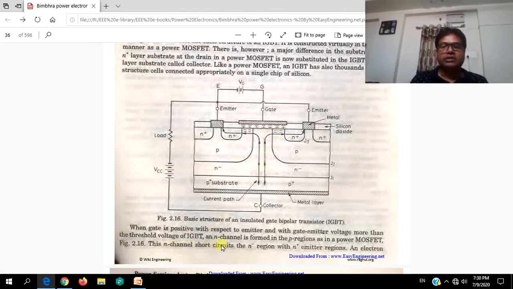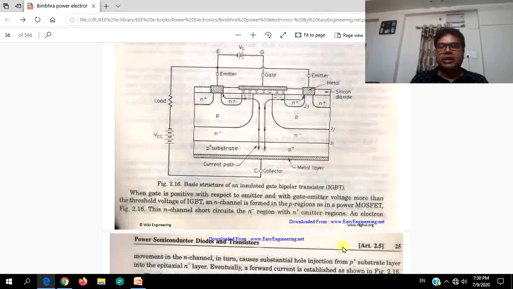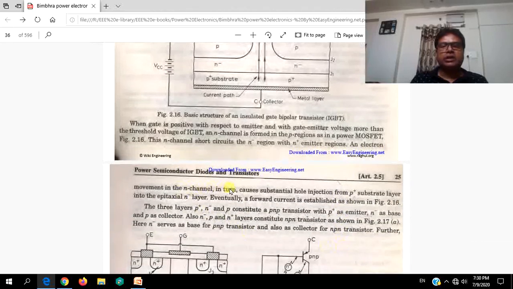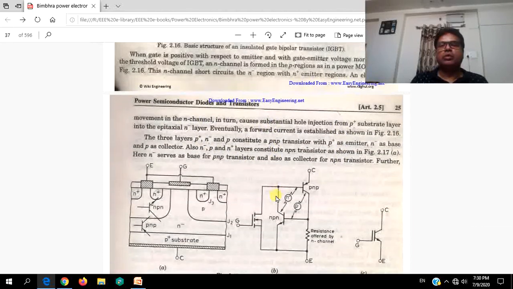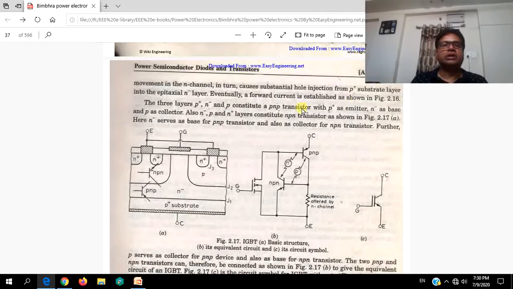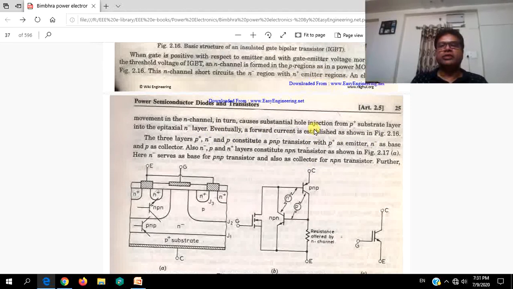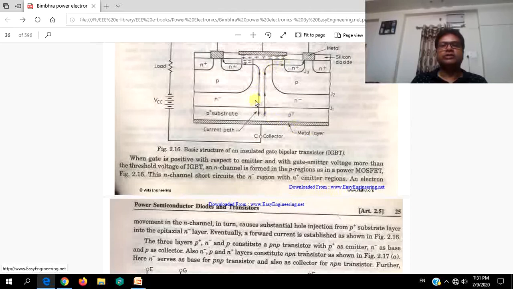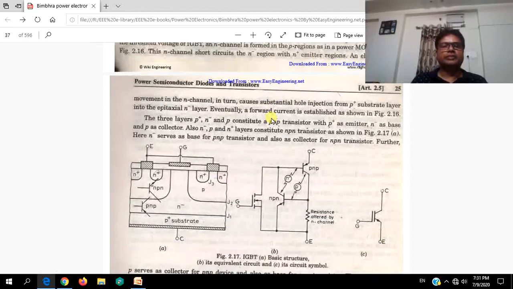So it short circuits. Electron movement in the N channel in turn causes substantial hole injection from the P plus substrate layer into the epitaxial N minus layer, the inner N minus layer. Eventually, a forward current is established as shown in figure 2.16. That is the current flow in the IGBT from collector to emitter.